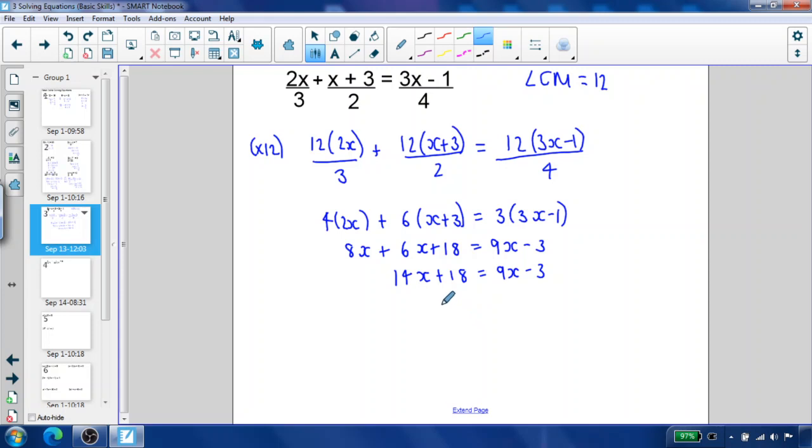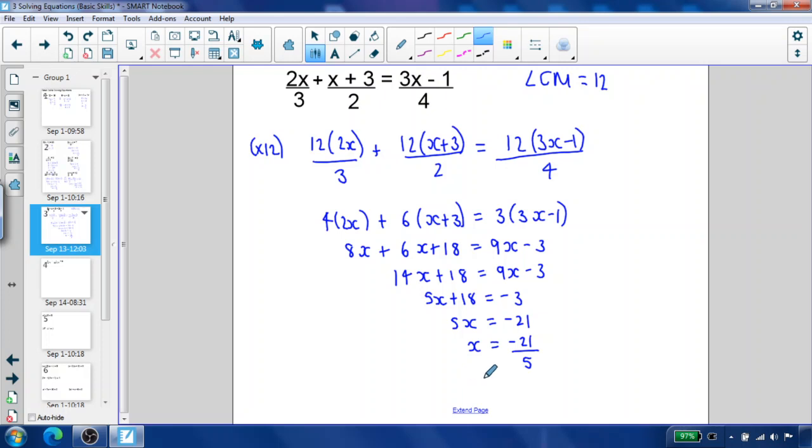So I'm going to minus 9x on both sides. 5x plus 18 is equal to minus 3. Now I'm going to minus 18 from both sides. So 5x is equal to minus 3 minus 18 is minus 21. And then x is going to be equal to minus 21 over 5 when we divide both sides by 5.